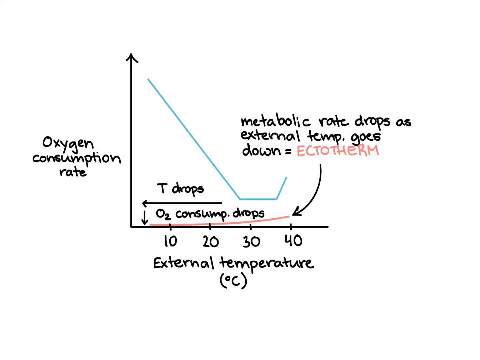So go ahead and take a look at this graph here. The pink line represents an ectotherm. So their metabolic rate drops as the external temperature goes down. If it gets warmer, their metabolic rate will increase and they'll start breaking down more glucose. But if it's colder, they stop breaking down their glucose, and because they do that, they don't consume as much oxygen. The blue line represents an endotherm.